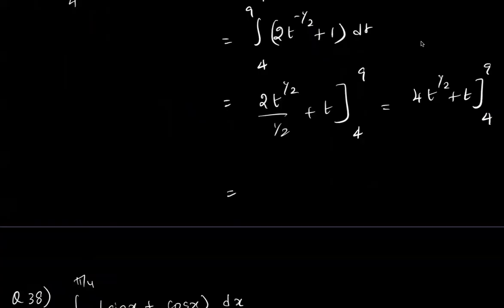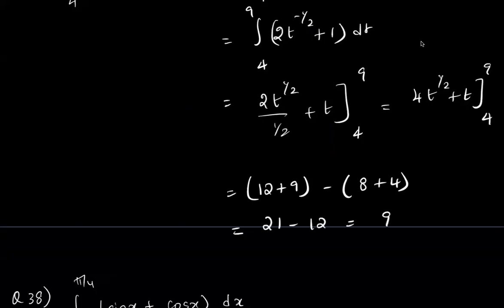Square root of 9 is 3. 4 times 3 is 12. Okay, let me do this. So 9 square root is 3. 4 times 3 is 12. 12 plus 9 minus 4, square root of 4 is 2. 4 times 2 is 8. 8 plus 4. Evaluate this. You'll have 21 minus 12, and that is 9.